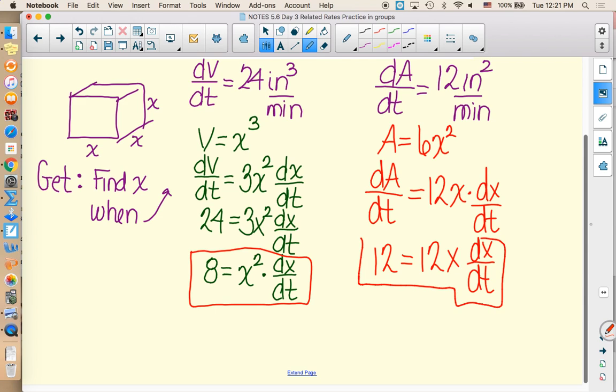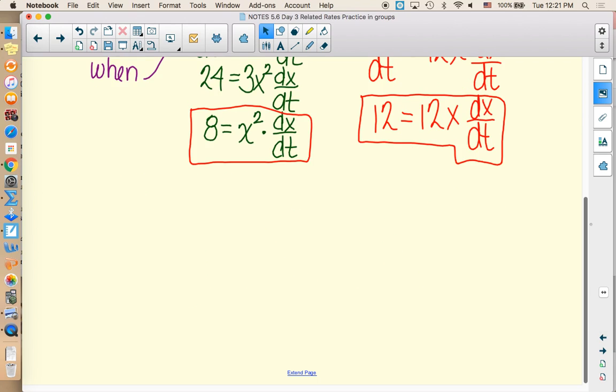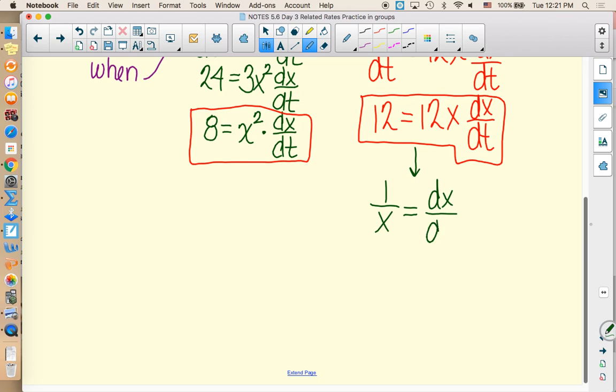It looks a little different than we usually solve systems, where x and dx/dt are my two unknowns, and I want to solve those together to find out what the actual length of the side is at this instant when both of these are happening. So I'm going to take this one and move it around a little bit. I'm going to get that 1 over x is equivalent to dx/dt.